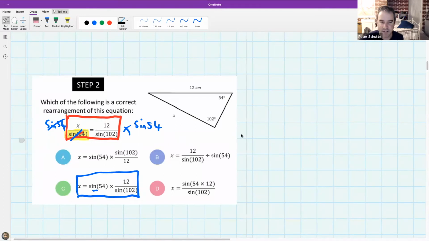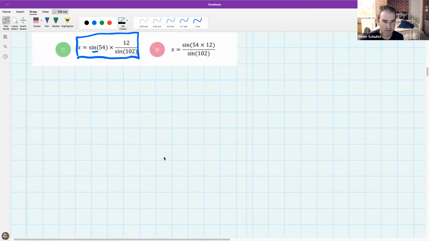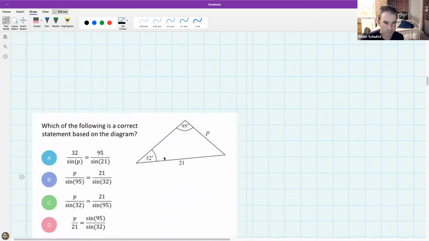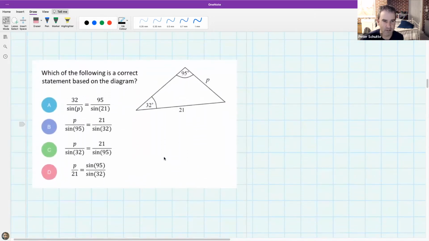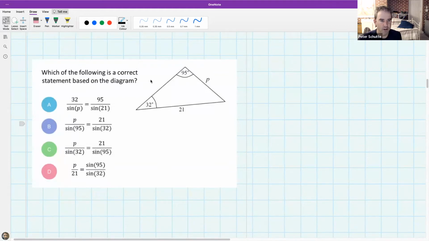Okay. I feel like we need to kick it up a little bit. Actually, no, we'll do one more like this. Let's see how it goes. Which of the following is a correct statement based on the diagram? Let's just do one more before I start going quicker. So you're given that, and your goal is to find the side P. Now, which of the 4 options looks correct to you guys?